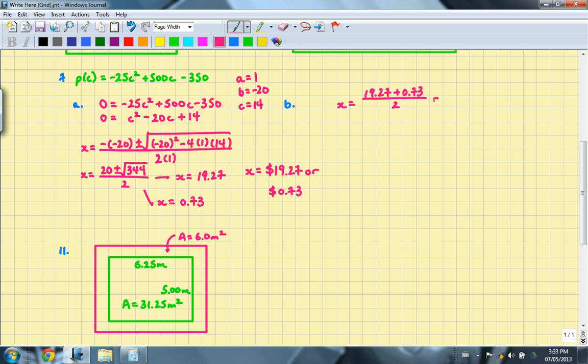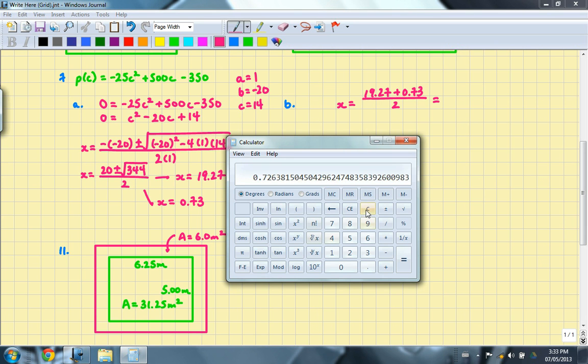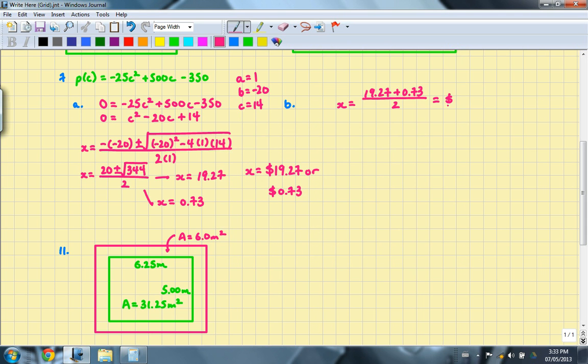Okay, so you will get, actually, it works out to be a very nice number, 19.27 plus 73 cents divided by 2 will actually give you $10. So the ticket price that will raise the most money is actually $10.